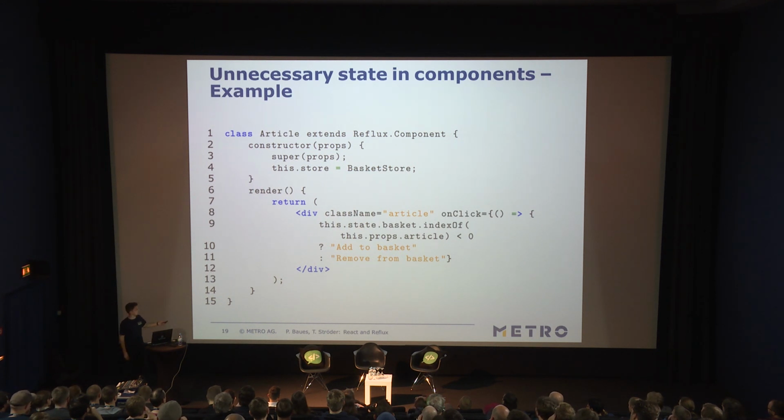But the problem here is we don't have to do that. Basically, we're having this in every article component that we have as a child component inside of this web shop. For every article, we are rendering this, and for every one we're going through the whole basket of articles and checking if it's already in. We could do it in an easier way, but in the end, we would do the same thing multiple times, just inside of each child component here.